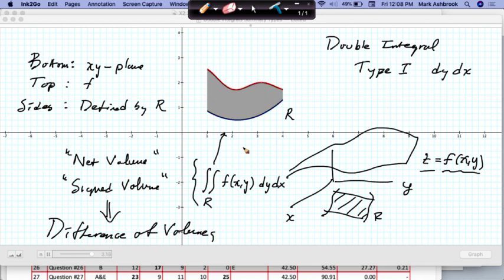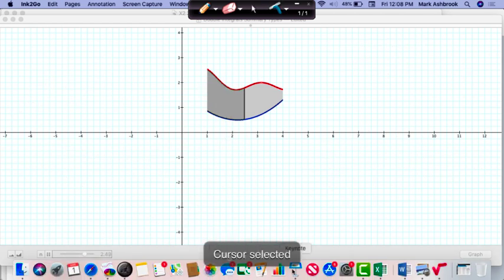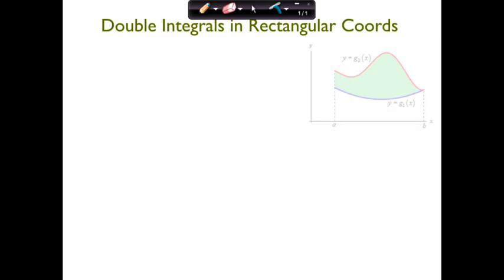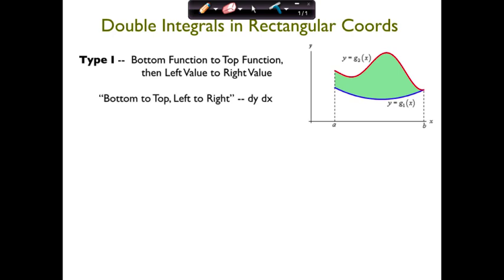Okay, does that help? So let's just summarize that. Here I got a slide. So here, this is type 1. Bottom function to top function first, then left value to right value. Bottom to top, left to right, dy dx. So first, like that, like we saw in the animation, and then we're going to integrate all those from left to right.